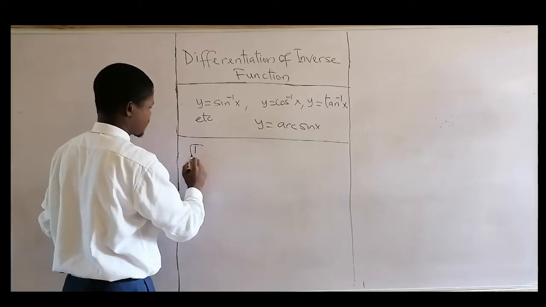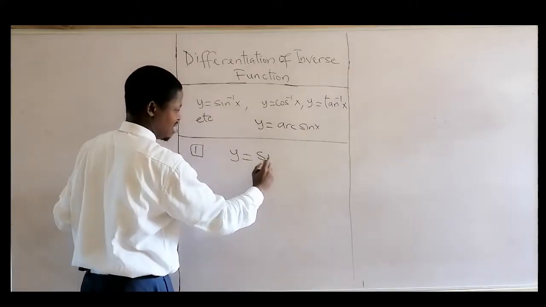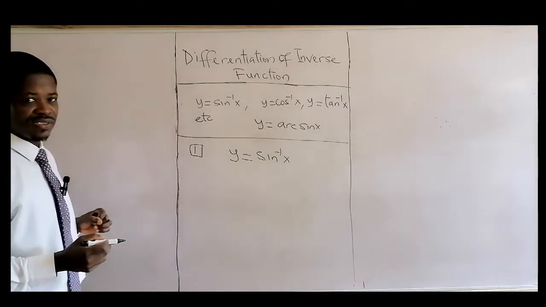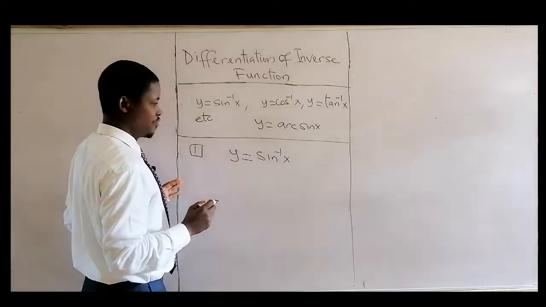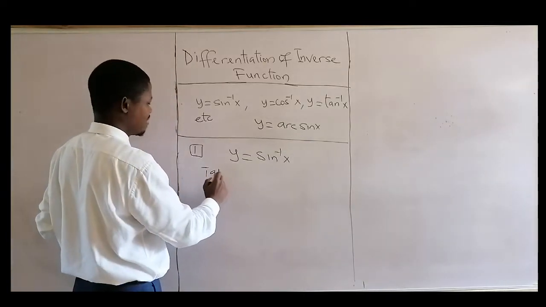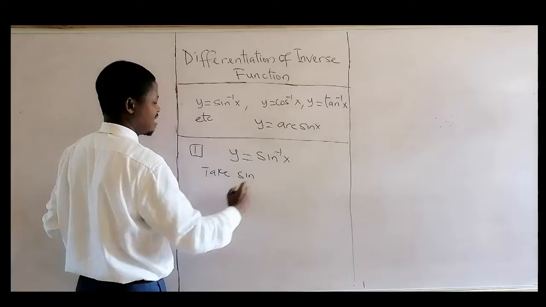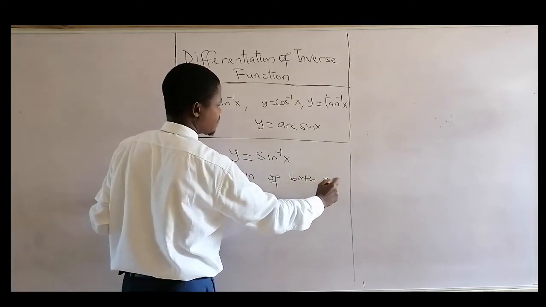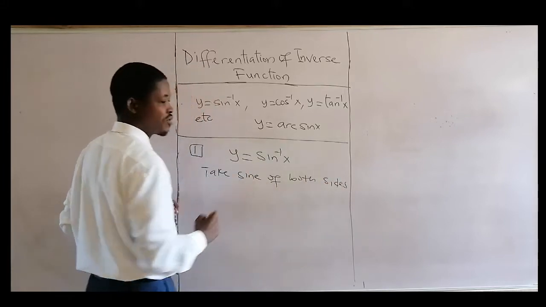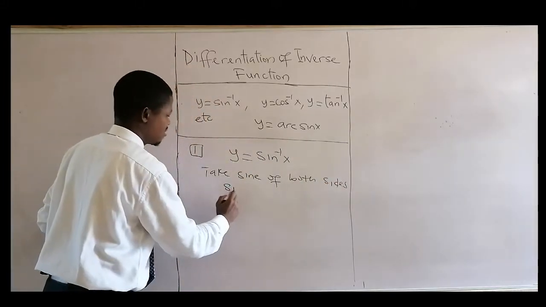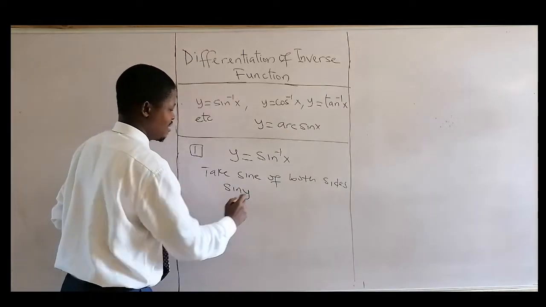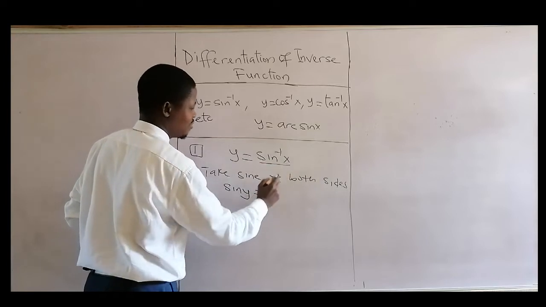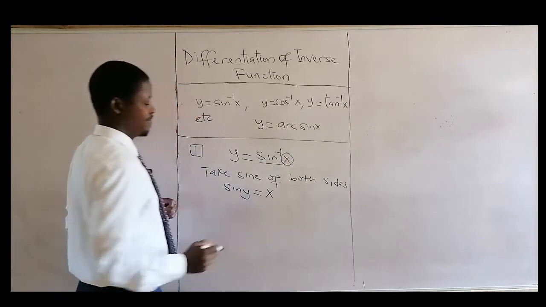Okay, let's start with the first one. y equals arc sine x. That's the inverse of sine. The first thing you do is take sine of both sides. So that will give you sine y equal to what? When you take sine of the inverse function, it's going to give you x.